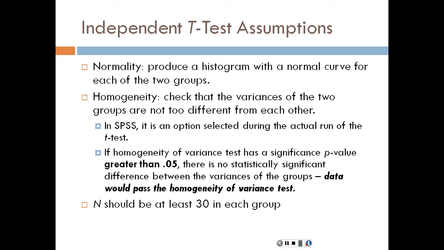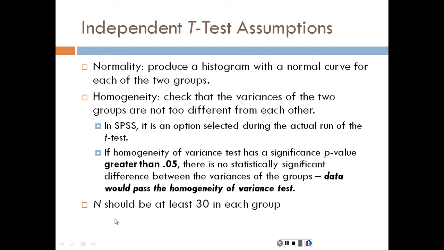And so how do we determine if the test of homogeneity has been met? If it has a significance p-value greater than 0.05, that means that there is no statistically significant difference between the variances of the groups. That's a good thing. If we want it to be greater than 0.05, that's telling us there's no significant differences, and that would mean that our data would pass the homogeneity of variance test. Okay? So we will run that in a minute whenever we run our analysis.